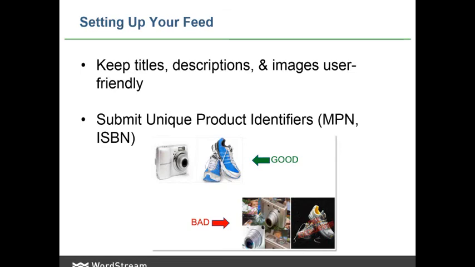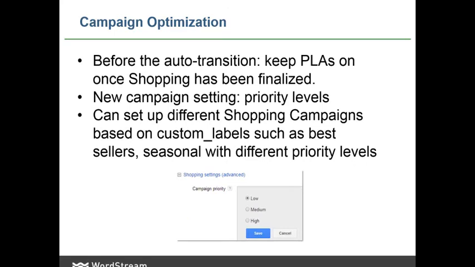We've also mentioned that you can set up different shopping campaigns, mainly based on custom labels such as bestsellers or seasonal products. This is a great feature for your campaigns. It allows you to set different priority levels for different campaigns. So if you have a holiday sale coming up, you might want to have your priority level at high for the holiday sale and then keep your other shopping campaign at a low priority level.